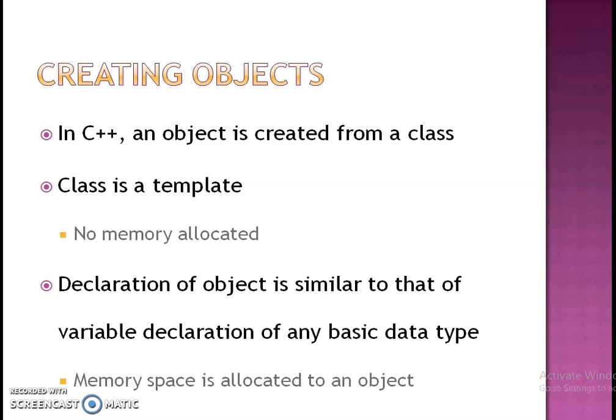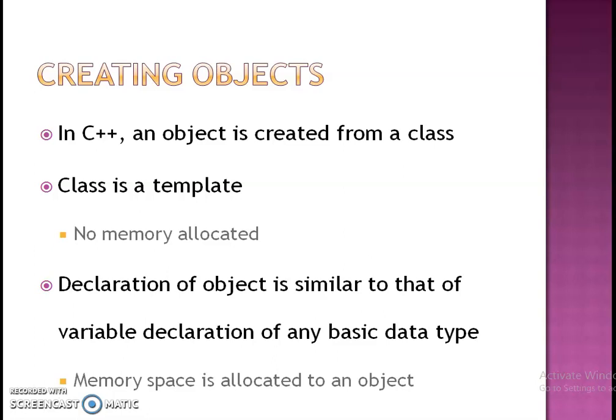Whenever we are trying to create an object, it is similar to our normal variable declaration, like int a. Likewise, we are going to create the object from the class. We can call our class a user-defined data type, and we create the object from that user-defined data type. That's all.